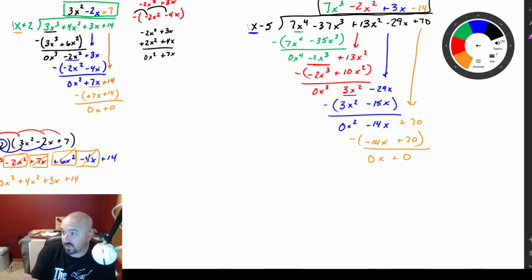So that's it. That's polynomial division in a nutshell. I'll have to make a video about what happens when you have remainders, but ultimately it's the same process. It's just when you get done, you don't get a 0. You get something that's not 0.